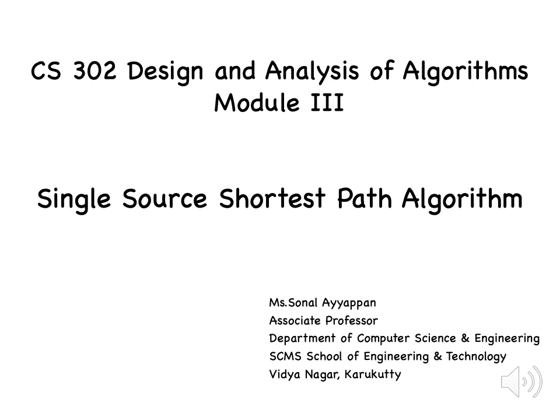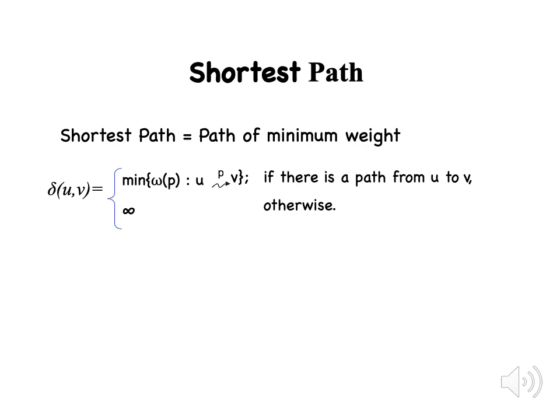The next portion in module 3 is the single source shortest path algorithm. The shortest path is basically the path of the minimum weight. If there is a path from U to V, it will be taken as that particular weight, or if there is more than one path from U to V, then the minimum of those paths will be taken.